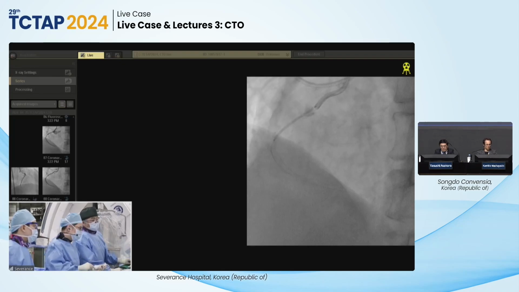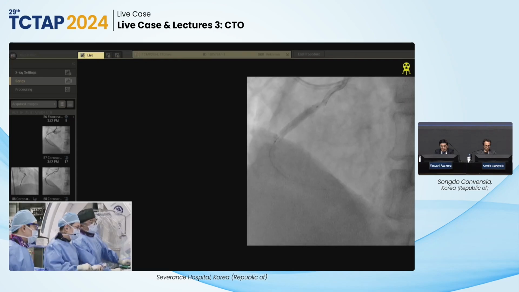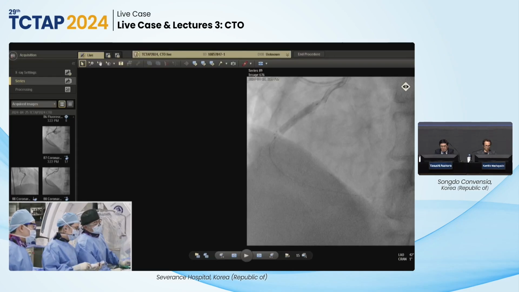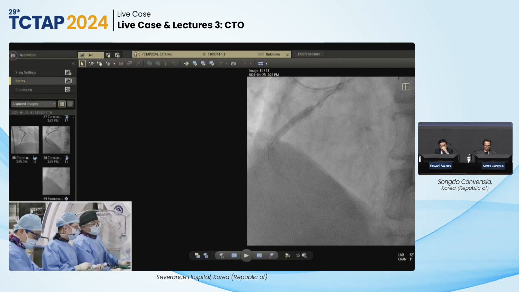Sometimes with the create balloon, you can see some dot, so it's quite helpful. 12, 14, 14, especially when performing long stenting.